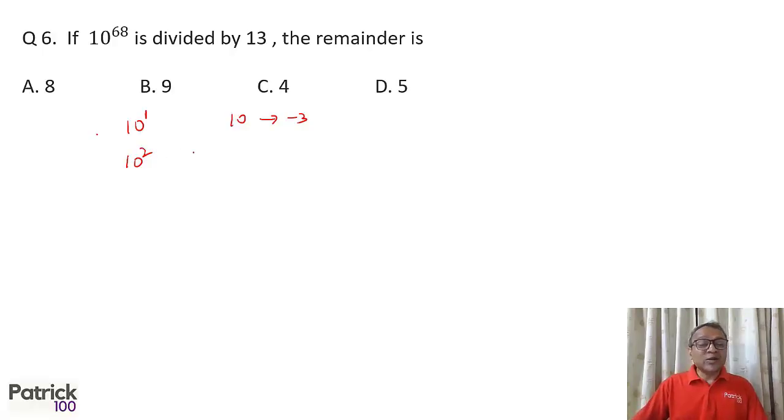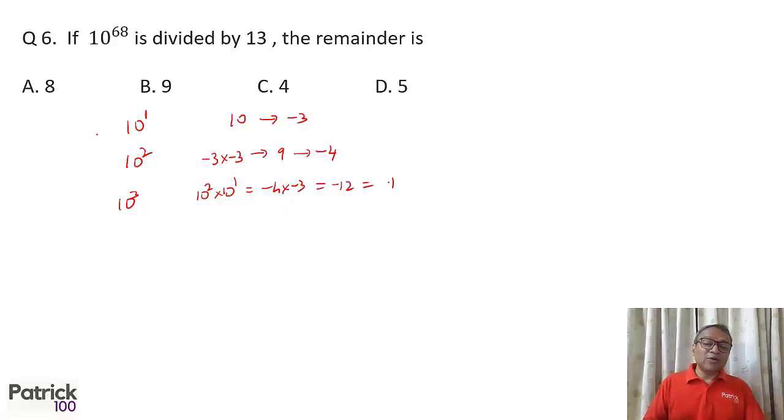Now we take 10 raised to 2. 10 raised to 2 means 10 into 10. That means the remainder gives you minus 3 into minus 3, which gives you remainder 9. And 9 you can consider as minus 4. So 10 square gives you a remainder of minus 4, because 10 square is nothing but 10 into 10. 10 gives you a remainder of minus 3, so minus 3 into minus 3 is 9, so minus 4. Further, go to 10 cube. 10 cube will be 10 square into 10 raised to 1, which is nothing but minus 4 into minus 3, which is minus 12. Minus 12 is plus 1.